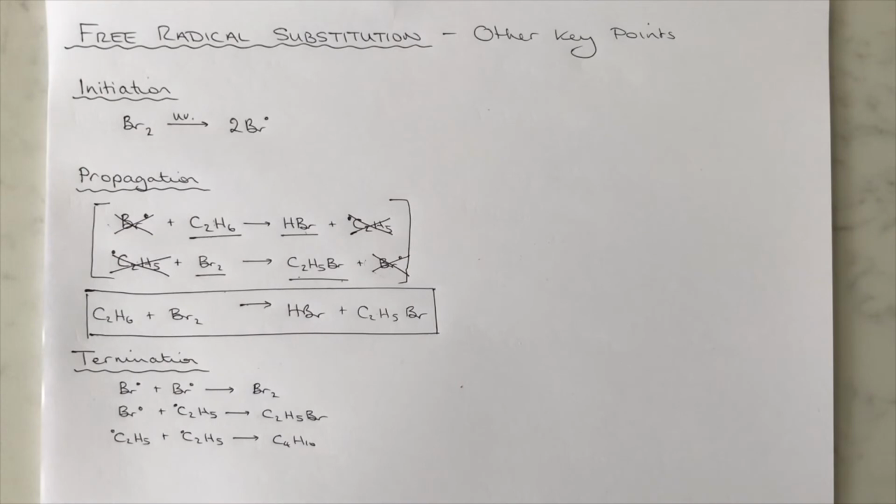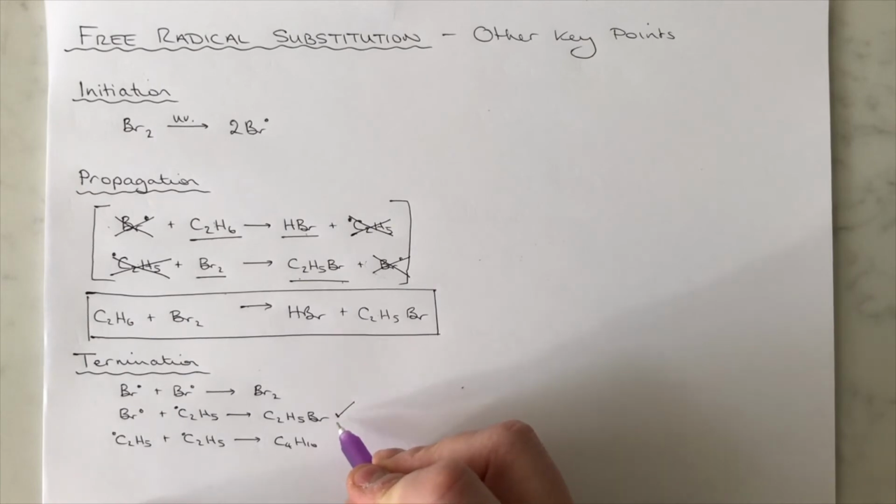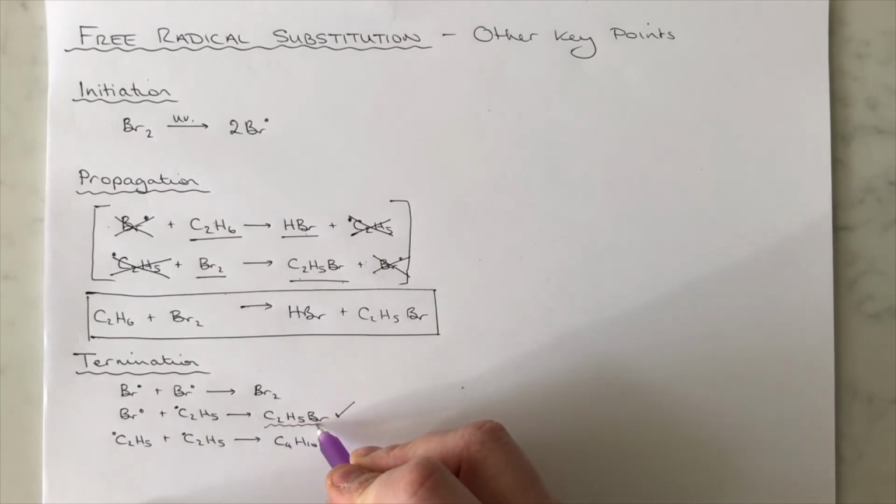The second thing that may crop up in an exam question is to do with the termination stages. Very rarely in an exam are you asked to write out all 3 terminations. So just be aware that you have to follow the instructions given in the exam paper. If the exam question says, write out the termination stage which produces the haloalkane product, you just draw out the one which makes the haloalkane product.